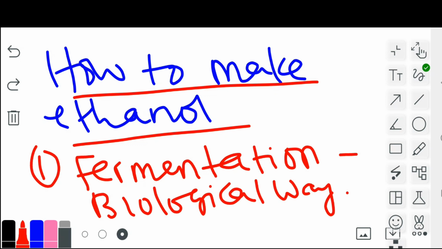Fermentation is where, if you have ever seen where they make cachasu, they use the maize, put it in a drum, start cooking it, and then at the high temperature, some ethanol will start forming. Now let's explain what we mean by fermentation, the biological way.